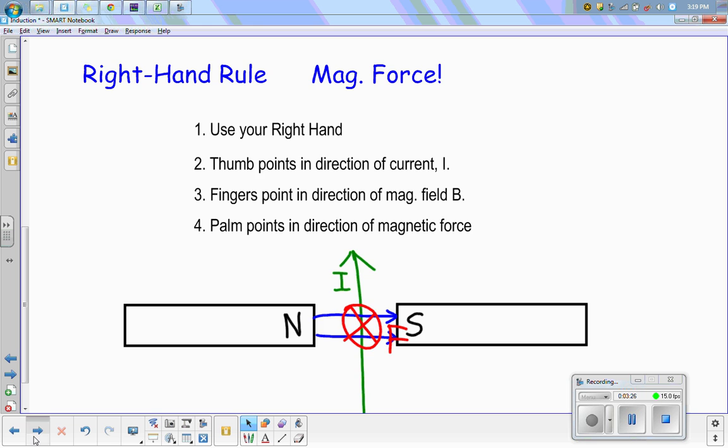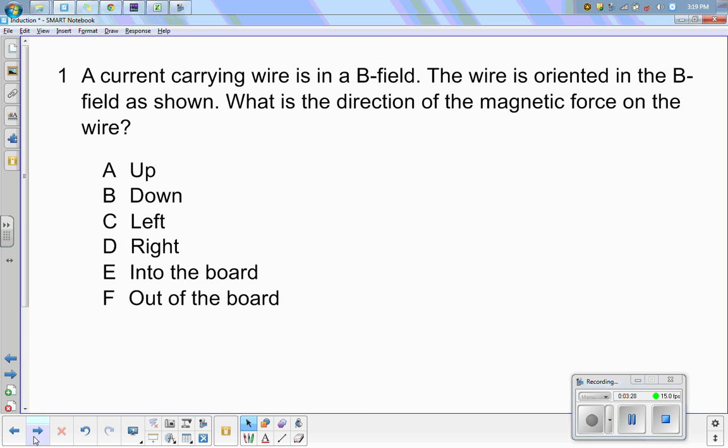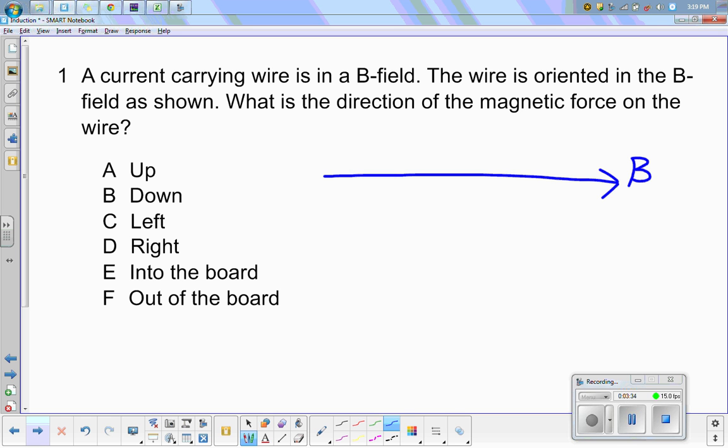Let's look at a practice situation here. I need to draw some field here. I want to draw, let's say my magnetic field is going to the right. I don't want a current going up or down. I'm going to draw a current that, let's say the current is right next to this magnetic field and the current is going into the board.